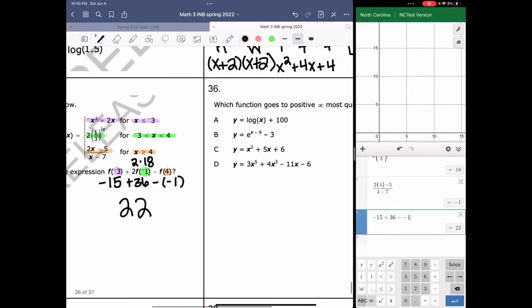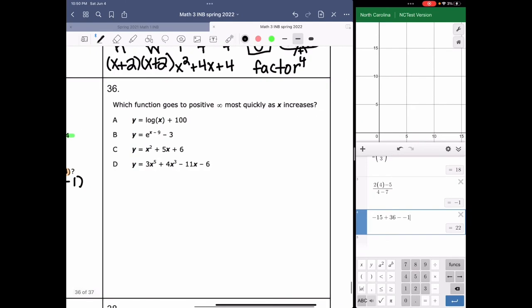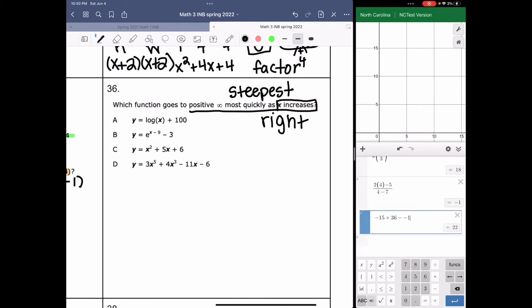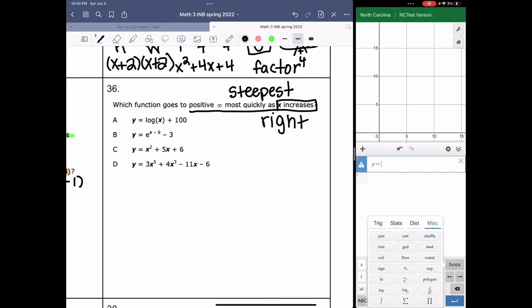All right, for number 36, it says which function goes to positive infinity most quickly as x increases? So most quickly means which one is the steepest. So which one is going to have the steepest change on the right side? Why the right side? Because this is when x increases. So for these, I'm going to want to put these into Desmos, and I'm going to compare all of my graphs. So I have log of x.